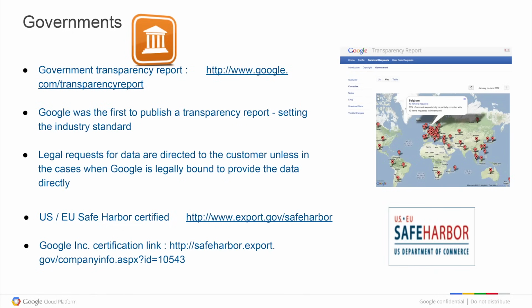One is you may or may not be aware, but Google was the first to publish what we call a government transparency report. And so we are publishing information about all the information requests we get from the U.S. federal government and other governments around the world.